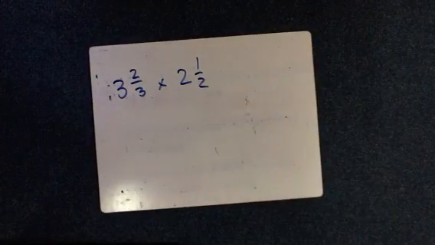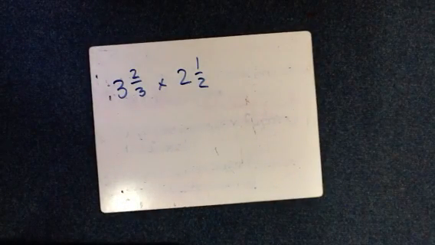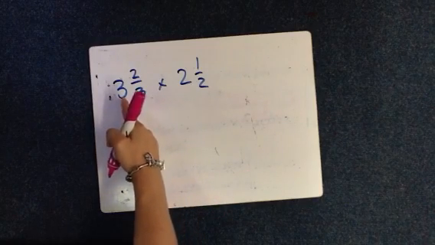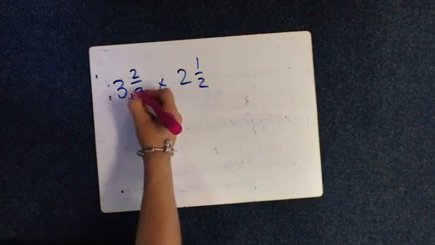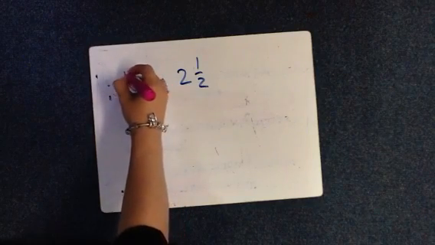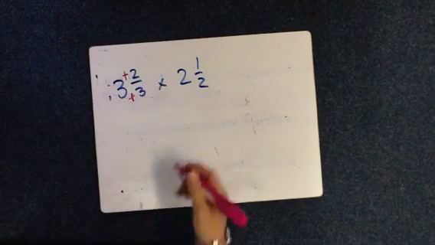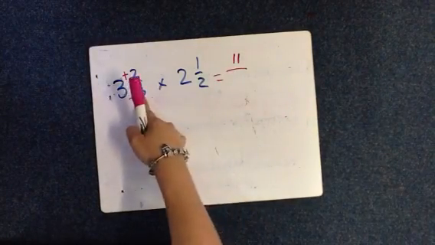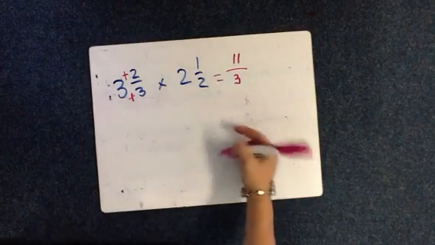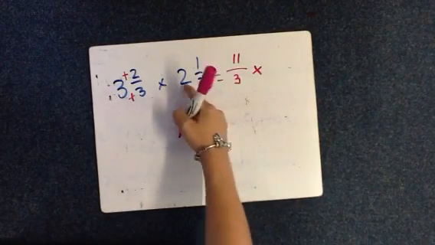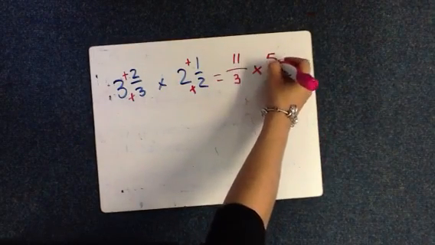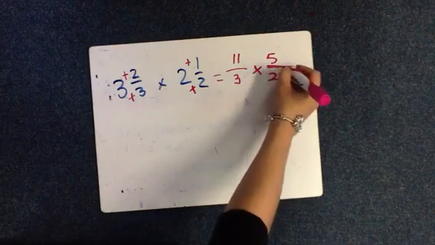Okay, so here's our problem. We've got 3 2/3 times 2 1/2. Okay, so the first thing we need to do is convert our mixed numbers into improper fractions. And we do that by multiplying the whole number by the denominator, so 3 times 3, and then we add the numerator, plus 2. So 3 times 3 is 9, plus 2 is 11. So 11 becomes our new numerator, and 3, the denominator, stays the same. Do the same for the next one, 2 times 2 equals 4, plus 1 is 5. So we have 5 over 2 because our denominator stays the same.